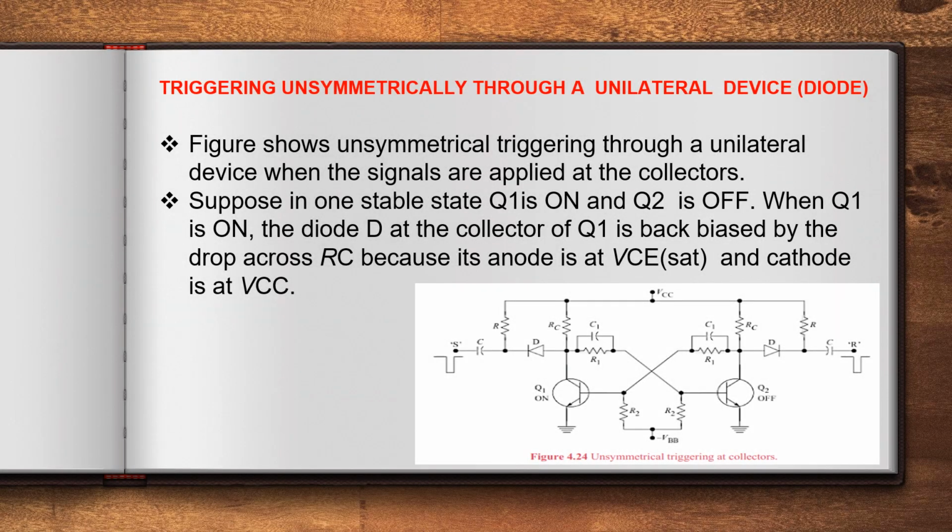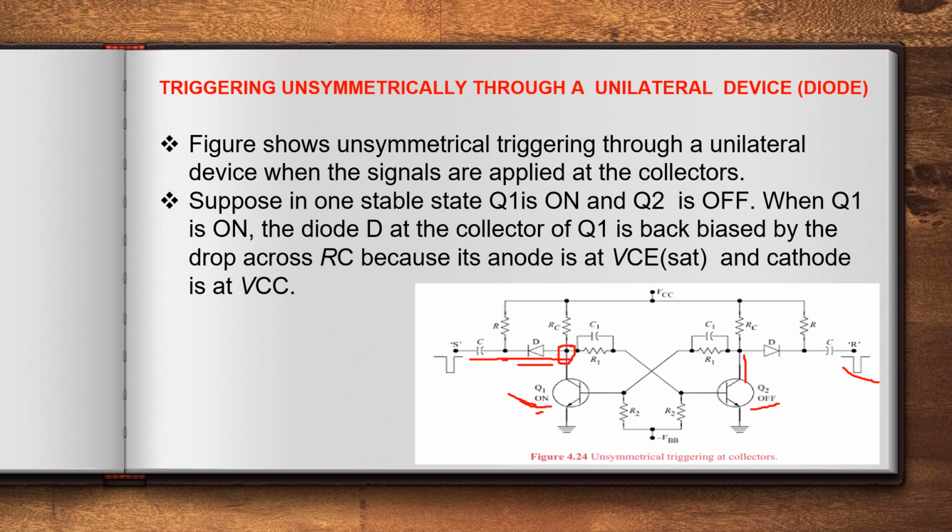Triggering unsymmetrically through a unilateral device. A unilateral device means a diode. This figure shows the unsymmetrical triggering through a unilateral device. Here the triggering signal is applied at the collector of the on transistor. Here the triggering signal is applied at the collector of the off transistor. Suppose in one stable state Q1 is on and Q2 is off. Let us consider this particular stable state. When Q1 is on, what happens to the potential at this point? The potential at this point is VC sat only.